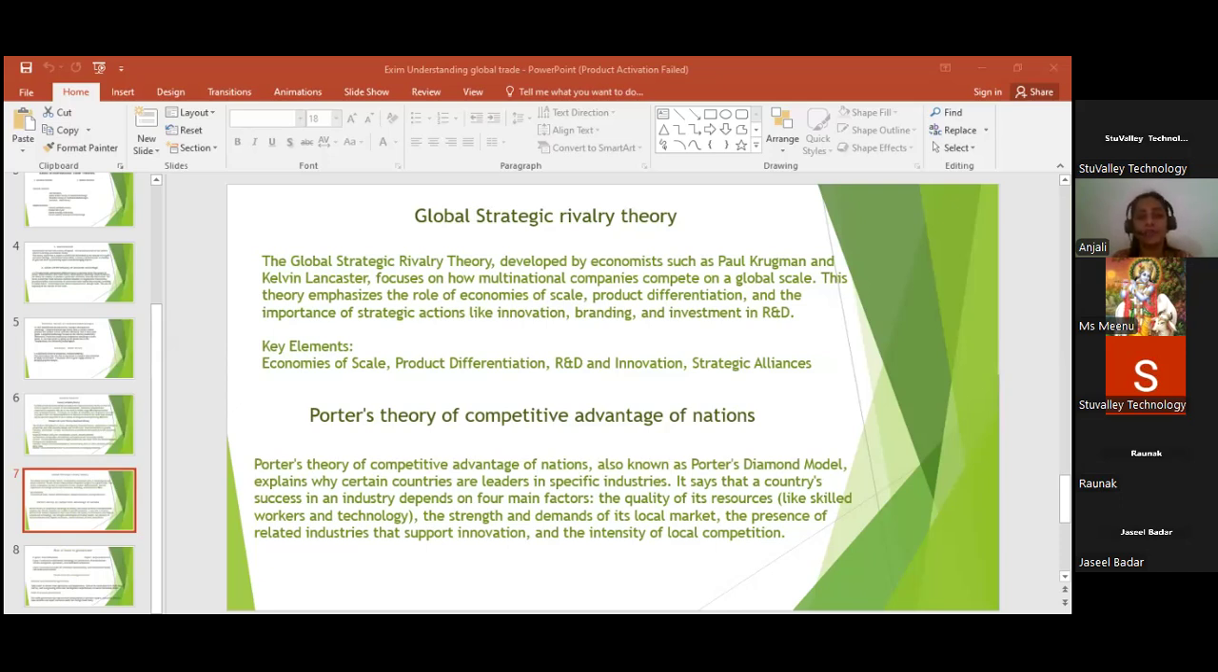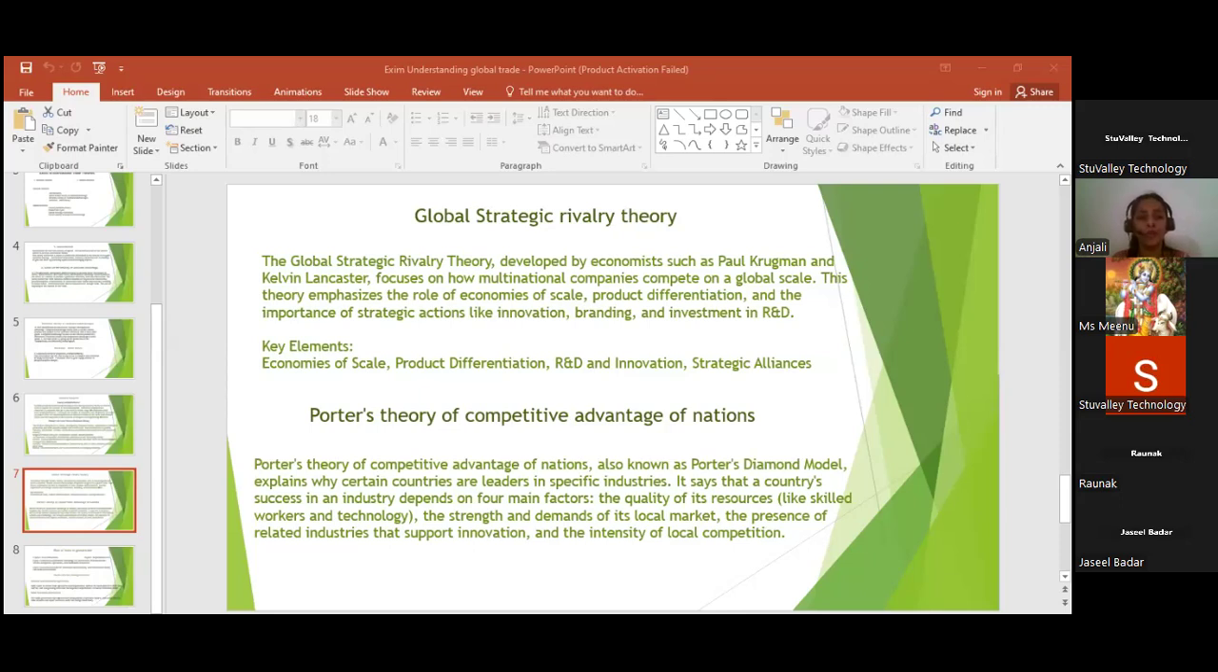So they suggest that firms have to gain competitive advantage through these types of strategic actions, which can create barriers to entry for other firms. In this theory, they have said that the innovation, the branding, and the investment in R&D should be more strong, so that other similar products don't have competition, or the competition should be very low, so that it is less for the firms. So this was explained in that.